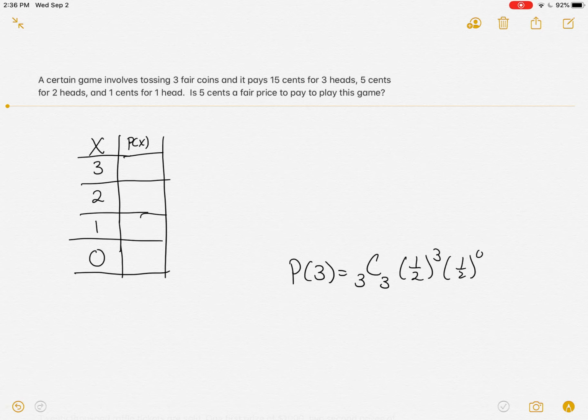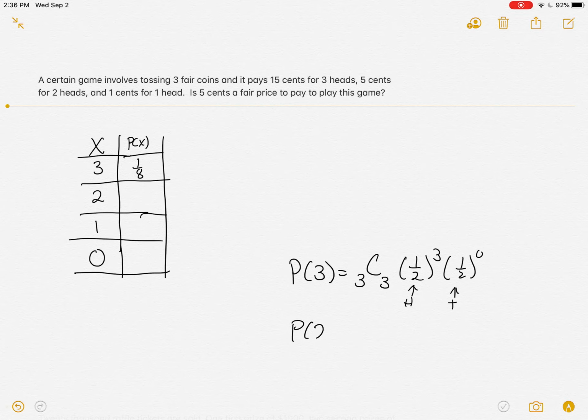And I need this to happen no times, right? The tails. This represents heads. Let me talk about what this is. That first one represents heads. This one represents tails. I don't want any tails, just heads. And so what does that work out to be? C of 3, 3 is going to be 1. 1/2 to the third is 1/8.